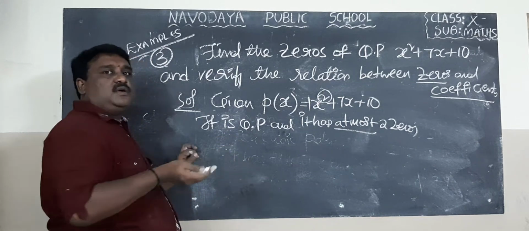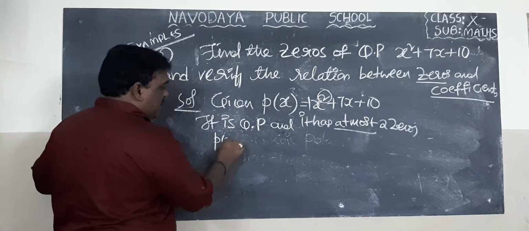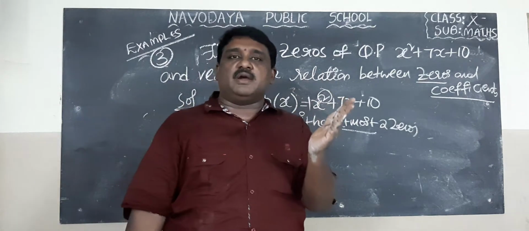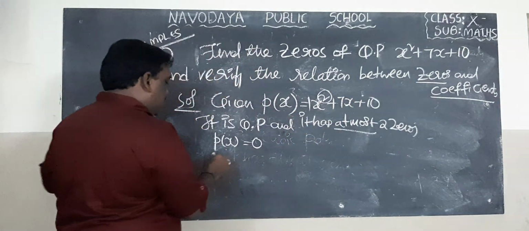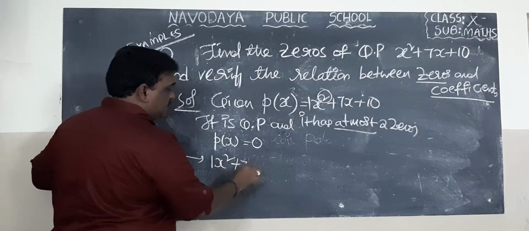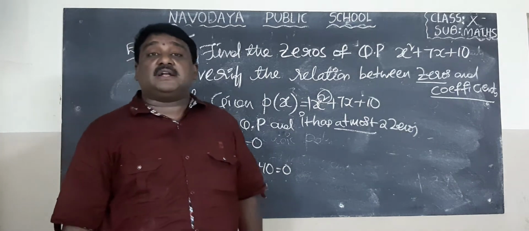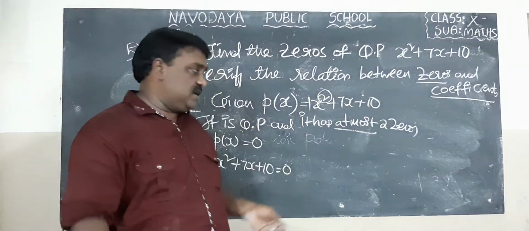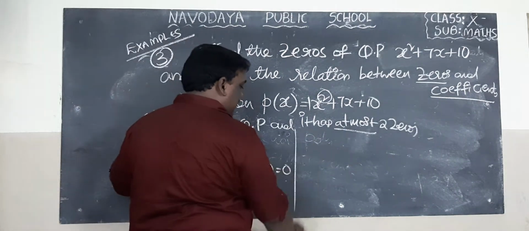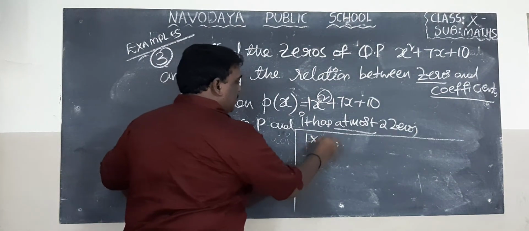Now I want to find out the zeros of the quadratic polynomial. What to do? p of x equal to 0. Let us equate the given polynomial to 0. Then 1x square plus 7x plus 10 equal to 0. Then what we will do? Factorization. You know the procedure for factorization. The starting number is 1, the ending number is 10.